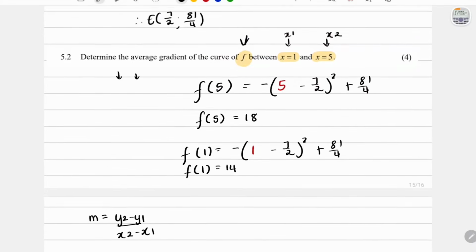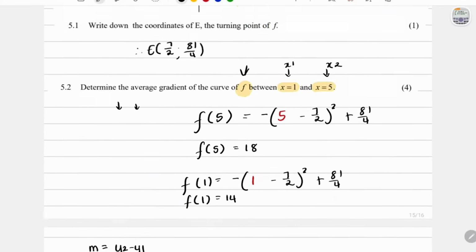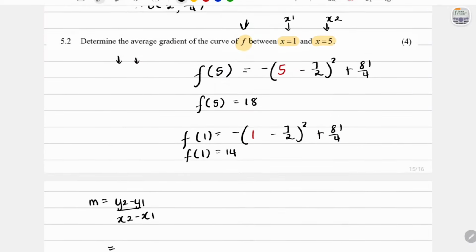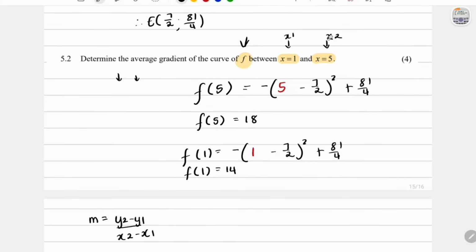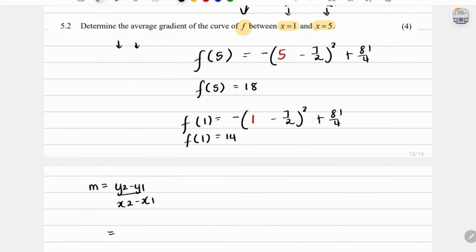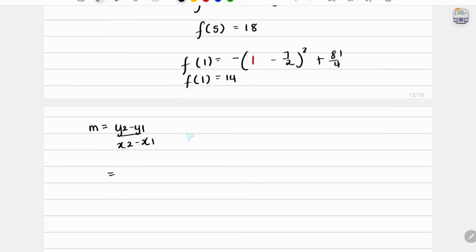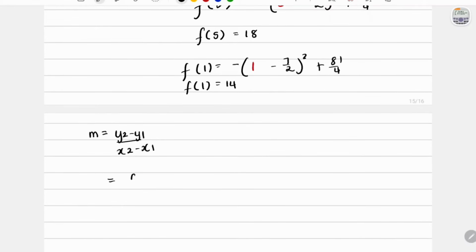I'm going to go ahead and call that... Remember, since this is our x2, this is our y2, so that's the 18. Let me write it like this first. In place of y2, it's going to be our f of 5, since the x value is our x2, minus our f of 1. That's y2 minus y1, over x2 minus x1. Our x2 is 5, and our x1 is 1.